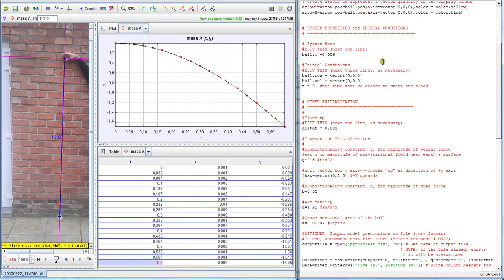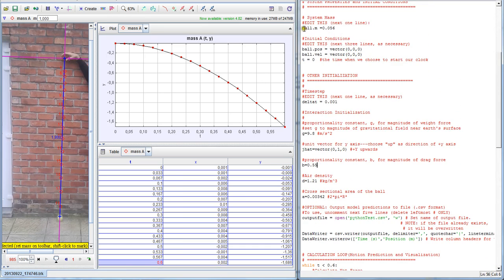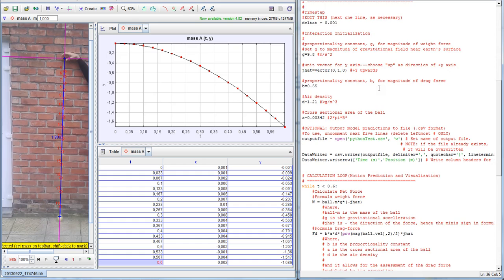Now for this to work, we have assigned the mass of the ball as 0.056 kilograms. The position of the ball in vector component form is 0 along the x, 0 along the y, 0 along the z, along with no velocity. Time starts at 0 seconds.